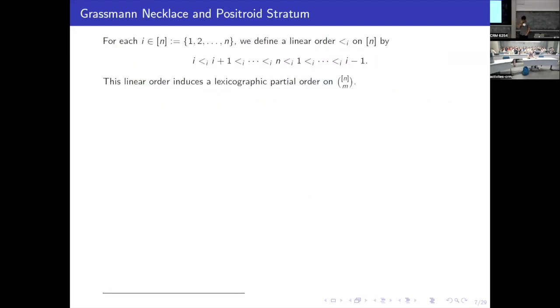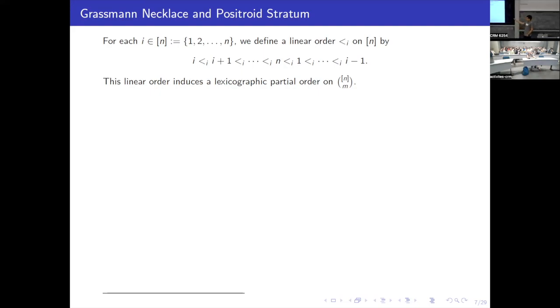All right, so positroids can be captured by some equivalent things, and one of them is the Grassmann necklace. So let me tell you what a Grassmann necklace is. For each i, you fix an i inside [n], then you can find a linear order on [n], where i is the smallest one and i minus 1 is the biggest one. Originally you can think of this as a circle, and then you break the circle up at some point and unwrap it, which gives you a linear order.